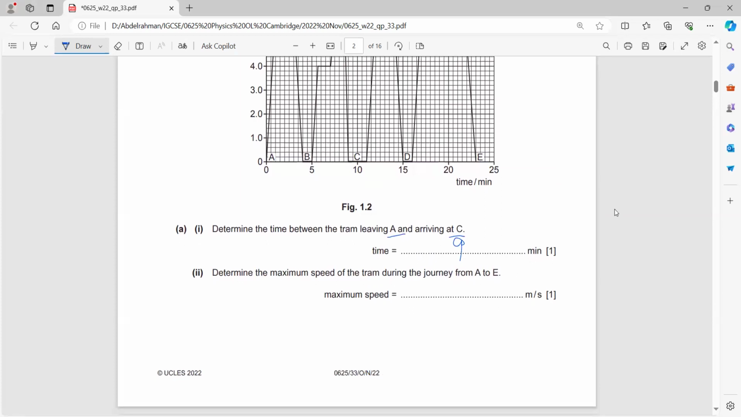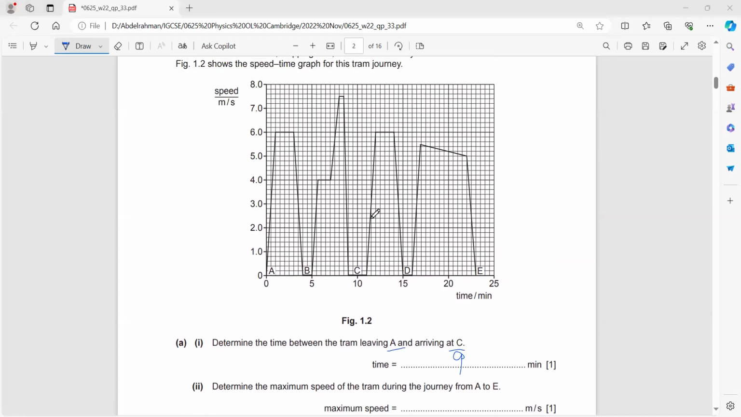Determine the maximum speed of the tram during the journey from A to E. Wait, it's not C at 10. We take arriving minus leaving. Look, leaving A. Where does it leave A? It leaves A here, which is at 1. And it arrives at 10. So it's 9 minutes.